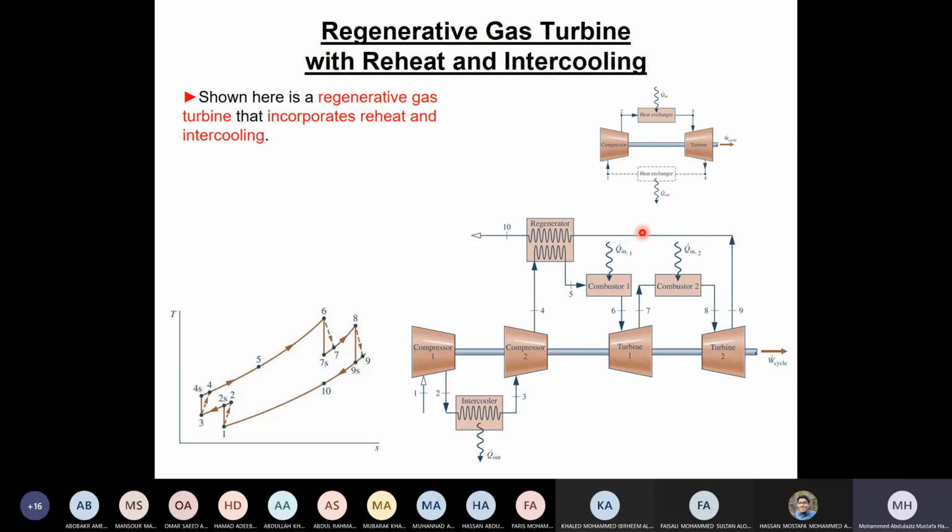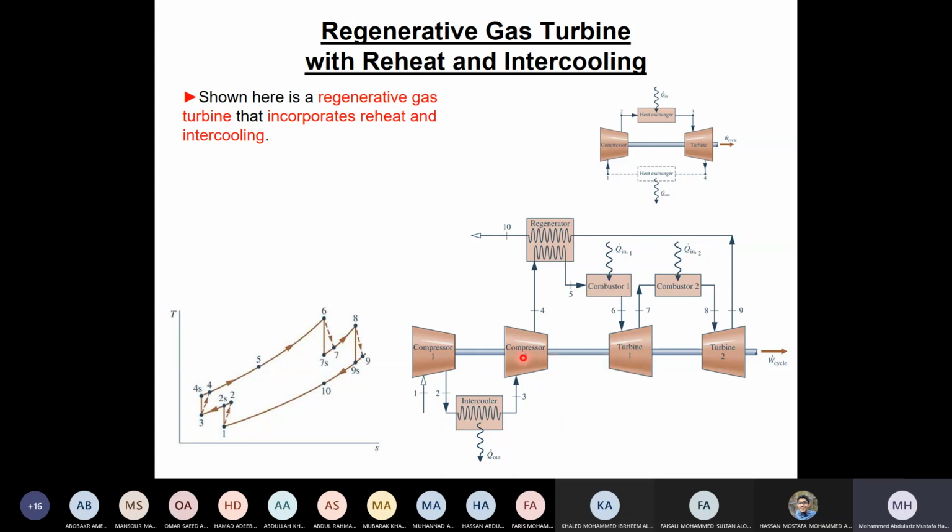Now let us look at all of the modifications here. So where is this cycle? The simple cycle is here: the compressor, the combustor, and the turbine. If I remove all the other parts, reheat, intercooling, I have one compressor, the air comes from the atmosphere, is compressed, goes to the combustion chamber, and goes to the turbine. This is a simple cycle.